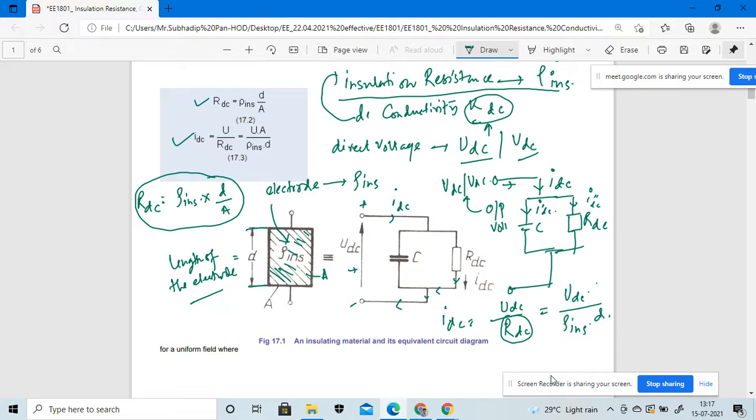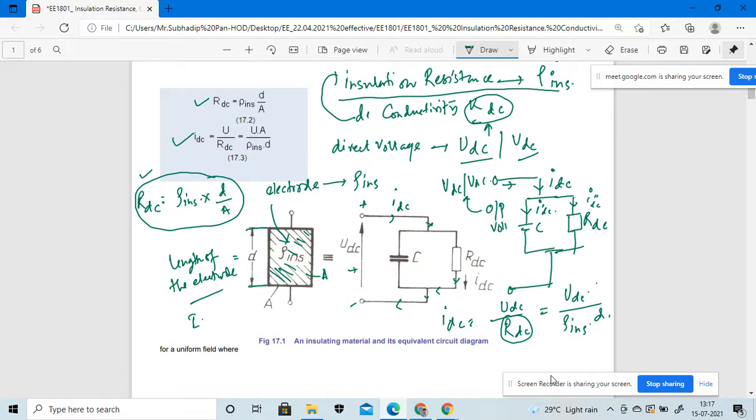Whenever we apply a certain amount of DC voltage to a particular equivalent circuit, and I place the capacitance and the DC resistance in parallel, the DC current is distributed according to this equivalent circuit. And what will be my resistance value? The resistance value is nothing but rho of ins into d by A. And what will be my IDC? Whatever current flows across this equivalent circuit will be V by R.